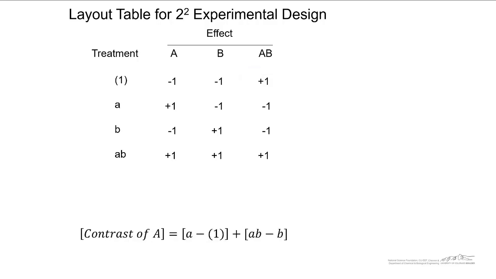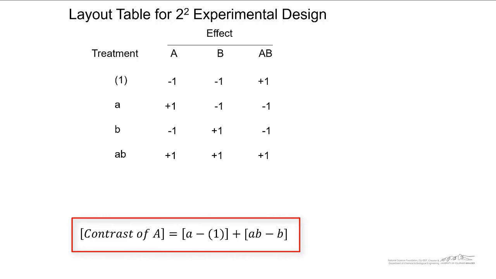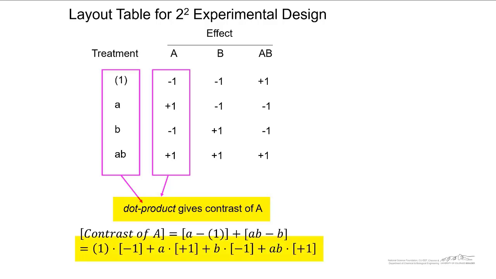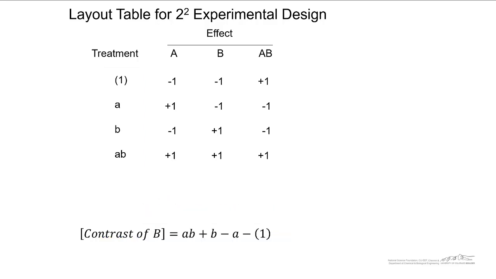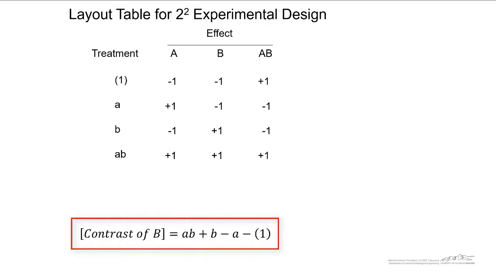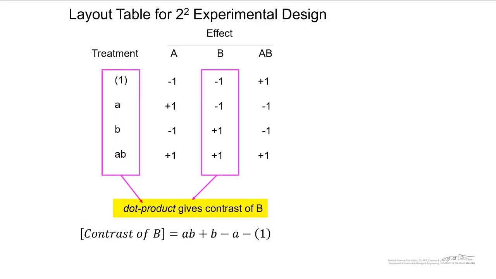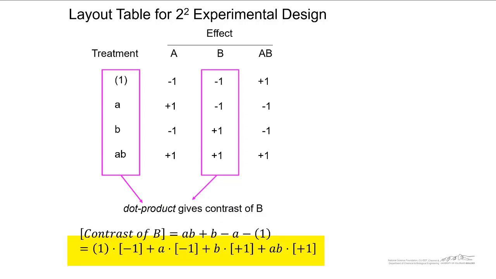So the contrast of A, recall, is a minus (1) plus ab minus b. We can easily get that from this table by taking the dot product of our treatments. Remember, our treatments are actual experimental results. So we can take the dot product of those two columns, and that gives us the result that we're looking for, and that's known as the contrast of A. Similarly, we can calculate the contrast of B by taking the dot product of our treatment column, so that's our actual numerical responses, with the B column. And when we do that, we end up with the contrast of B.